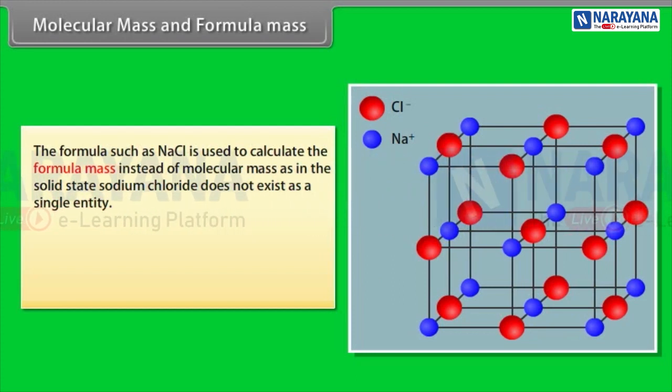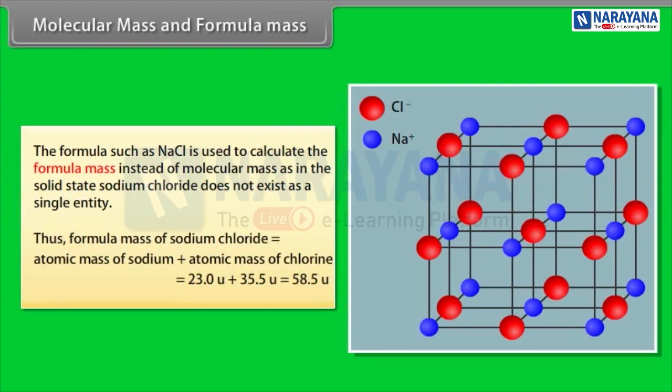The formula of a substance such as NaCl is used to calculate the formula mass instead of molecular mass, as in the solid state sodium chloride does not exist as a single entity. Thus, formula mass of sodium chloride is equal to atomic mass of sodium plus atomic mass of chlorine, which is equal to 23.0 u plus 35.5 u, which is equal to 58.5 u.